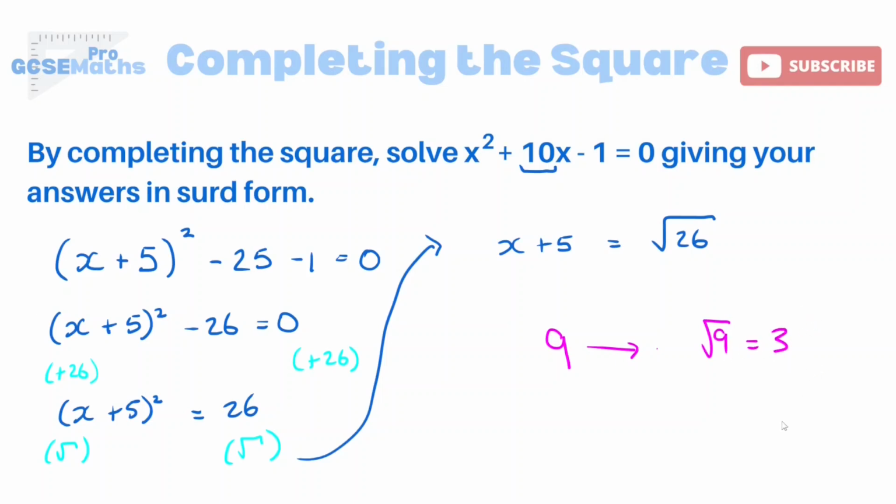Yeah, okay, 3 squared makes 9. However, technically, we don't know if it was also originally minus 3, because you know how when you square a negative, it becomes a positive, doesn't it? Two negatives multiplied together make a positive. So the square root of 9 is not just 3, it's also minus 3.